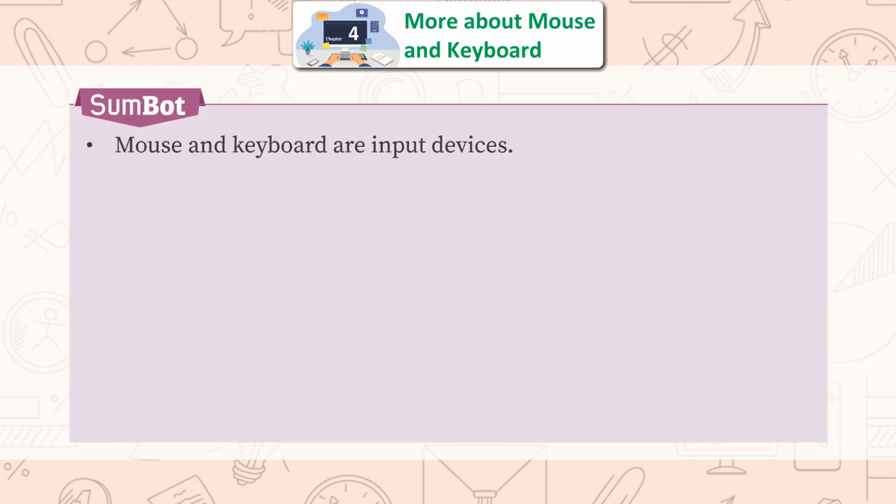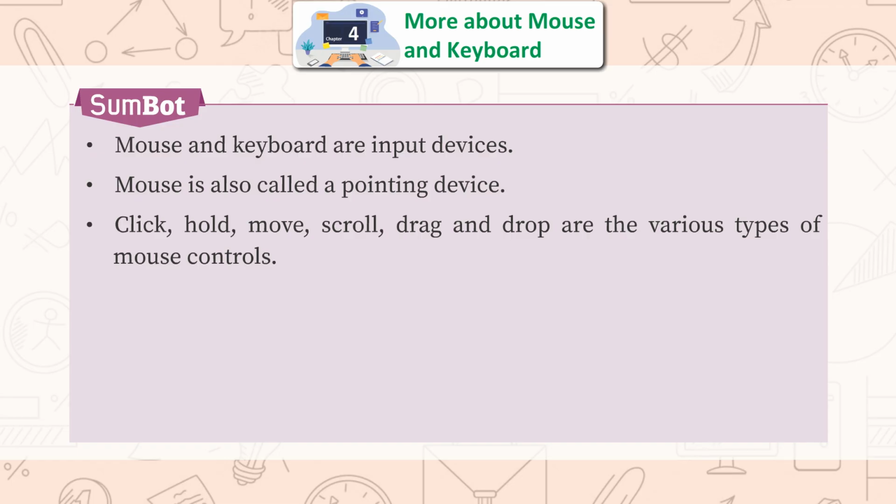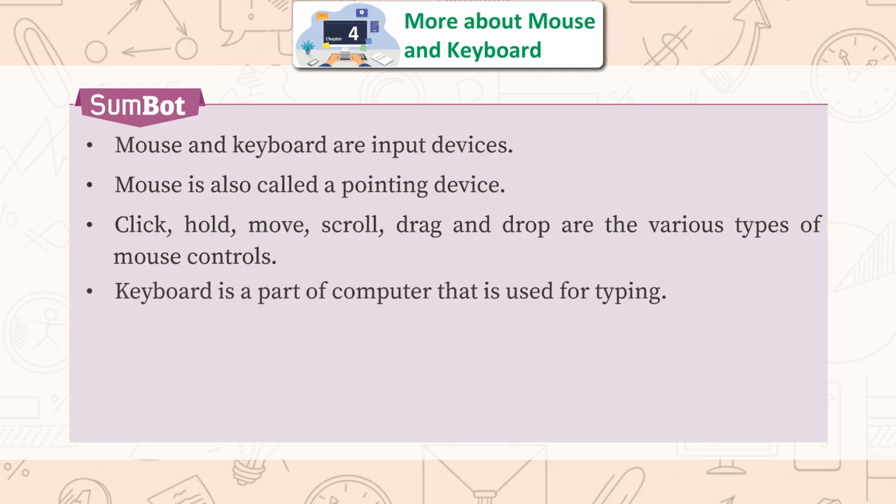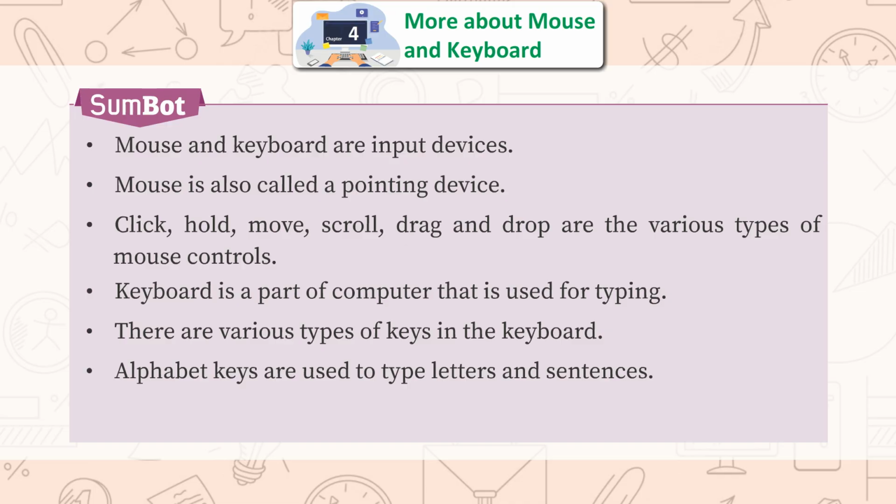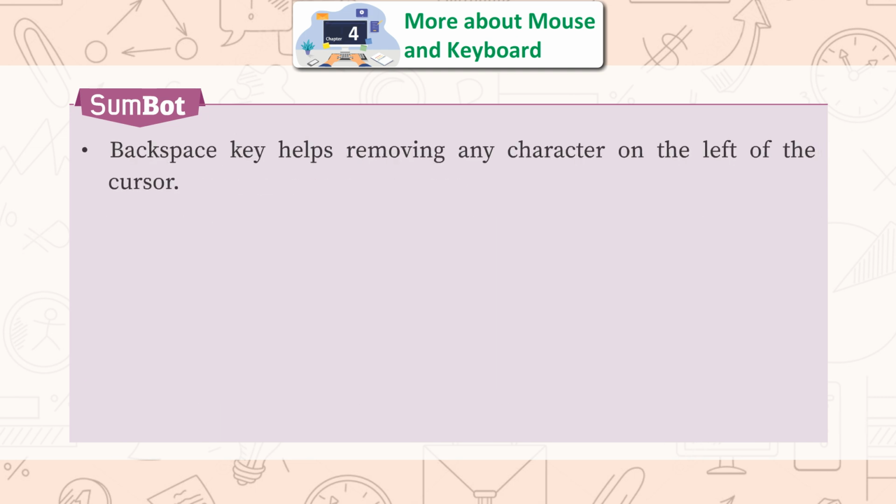SumBot. Mouse and keyboard are input devices. Mouse is also called a pointing device. Click, hold, move, scroll, drag and drop are the various types of mouse controls. Keyboard is a part of computer that is used for typing. There are various types of keys in the keyboard. Alphabet keys are used to type letters and sentences. Caps lock key is used to type capital letter.